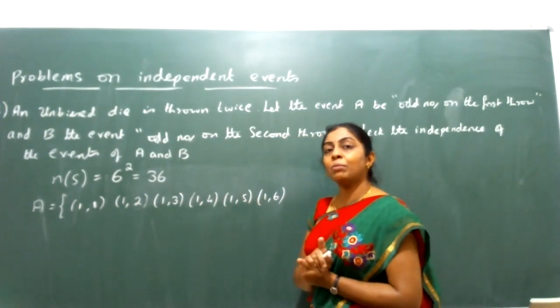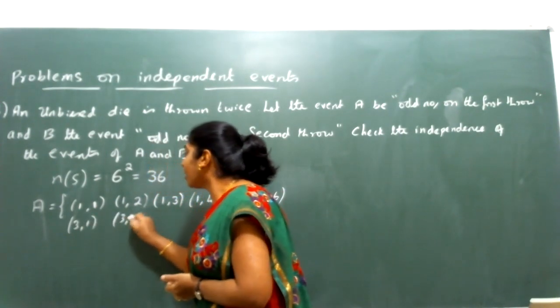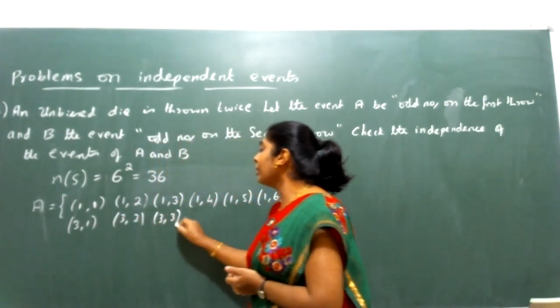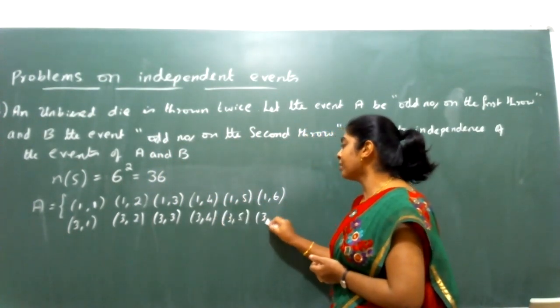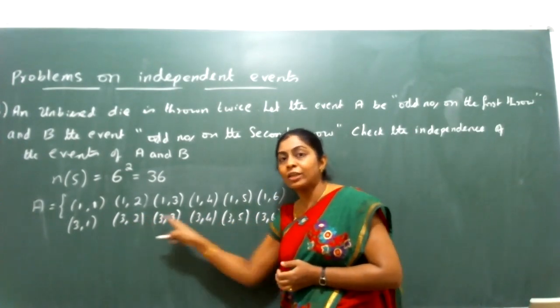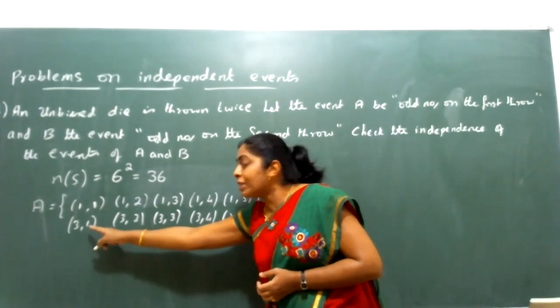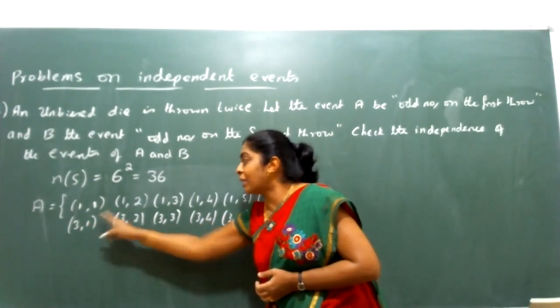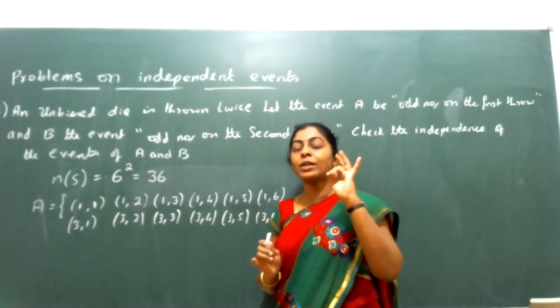What is the next odd number on a die? 3. So I consider 3 comma 1, 3 comma 2, 3 comma 3, 3 comma 4, 3 comma 5 and 3 comma 6. On the first throw, I should have an odd number, so I have taken the odd number 3. And on the second throw, all the 6 faces of a die are taken: 1, 2, 3, 4, 5, 6. Now from 1 to 6, we have 1 and 3 as odd numbers.